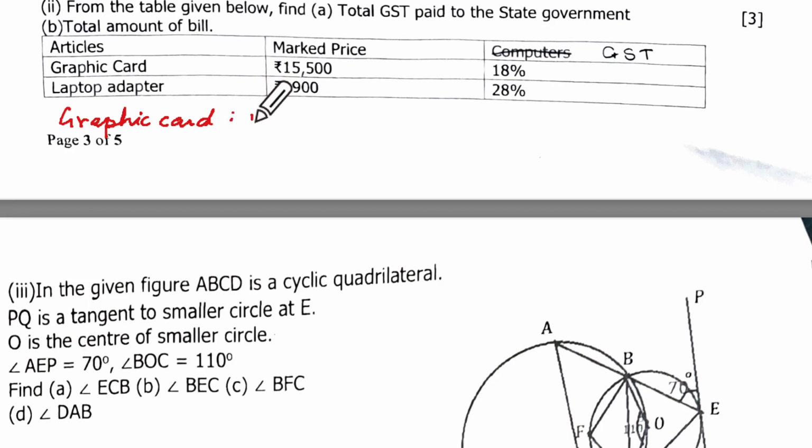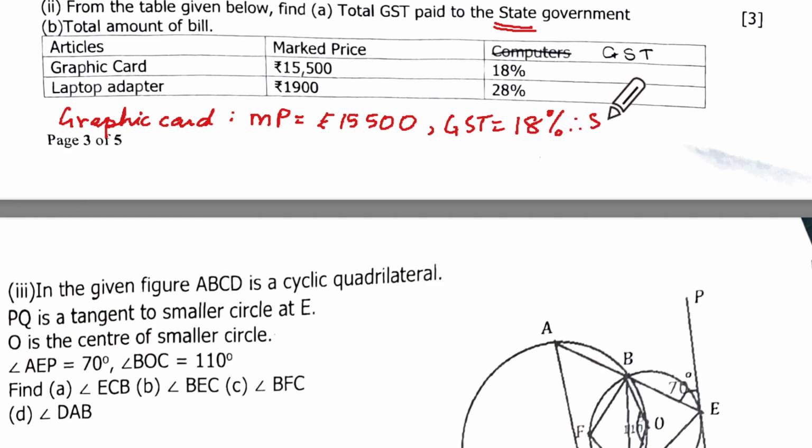And then right over there, mark price. Mark price is rupees 15,500. Okay, now because they are saying it is to the state government, can you see that? They are telling you what? GST is how much? 18%. Correct or no? But for the state government, it will be SGST, how much? 9%. Correct? Correct or no? So total GST paid to the state government.